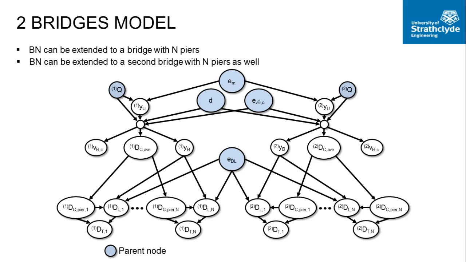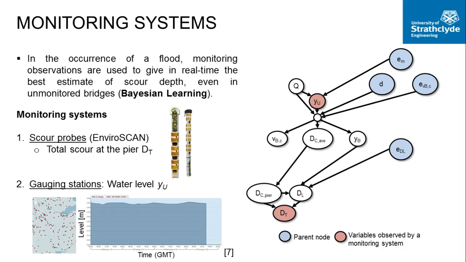And also the Bayesian network can be extended to a second bridge with n piers as well, and in that case the correlation is in the model error, as I said before, because the model used to estimate the scour at both bridges is the same, so same model, same error. Observations from the monitoring system are used to update parent nodes in order to have a better estimation of the child node of the unmonitored bridge.